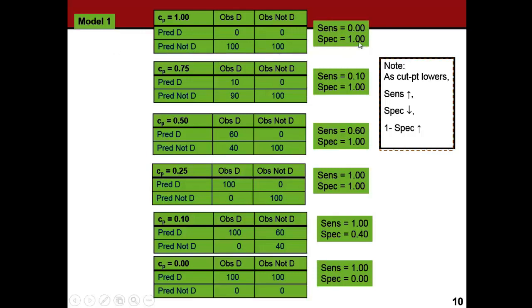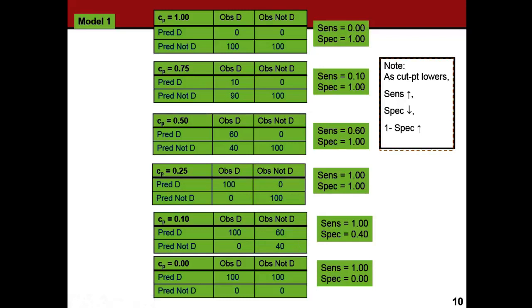It has a zero sensitivity and a 100% specificity, right? It misses all the cases, because it never says there's a case, and it gets all the non-cases, because it says everyone's a non-case. Totally uninteresting. On the other end, at the zero cut point, you see the same thing. This is the model that says everyone's a case, everyone's going to die, everyone's above zero. So it gets all the cases, but it also gets all of the non-cases wrong, because it says everyone who's not a case is a case. Useless, but these are the end points of the curve.